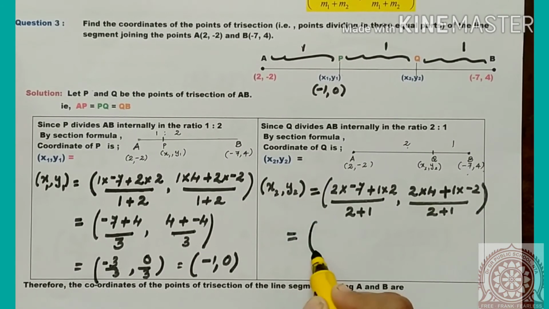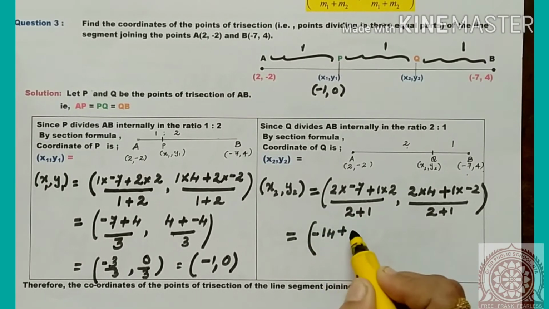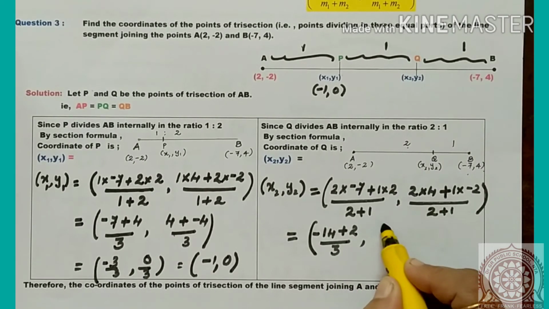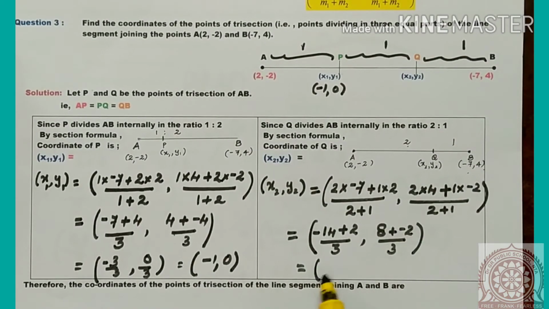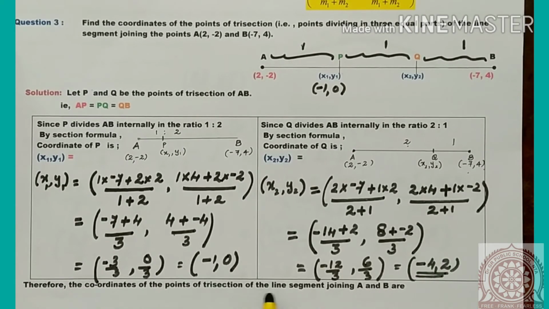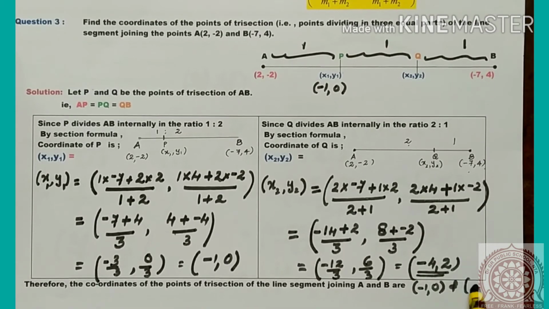Now, which is equal to 2 into minus 7 is minus 14 plus 2, divided by 3, and here 8 plus minus 2, divided by 3. So your answer is: minus 14 plus 2 is minus 12, minus 12 by 3, and here 8 minus 2 is 6 by 3. So the answer is minus 4, 2. Thus the coordinates of the points of trisection are minus 1, 0 and minus 4, 2.